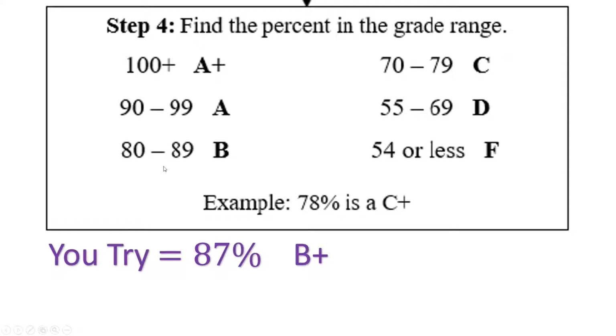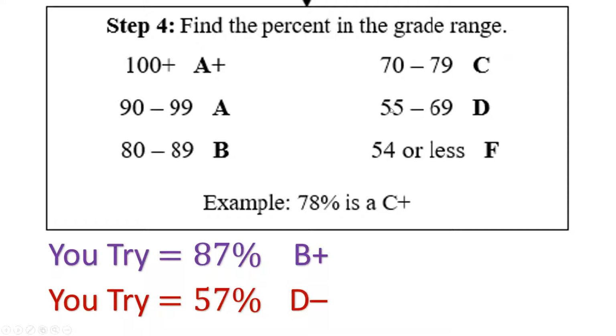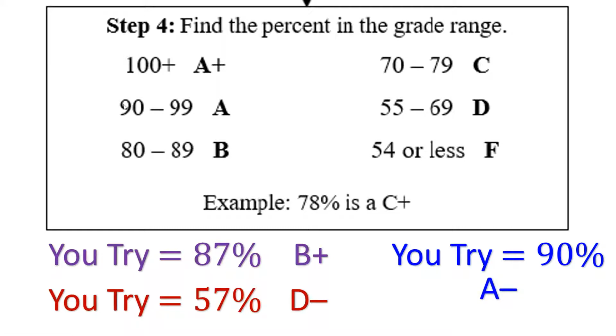Well, that falls in this range, and it's on the higher end, so in most cases it would be regarded as a B+. What about 57%? What would that grade be? Well, that would fall in the D range, but on the lower end, so that would be a D minus. And last, what would 90% be? Well, 90% falls at the lower end of the A range, so it's an A minus.